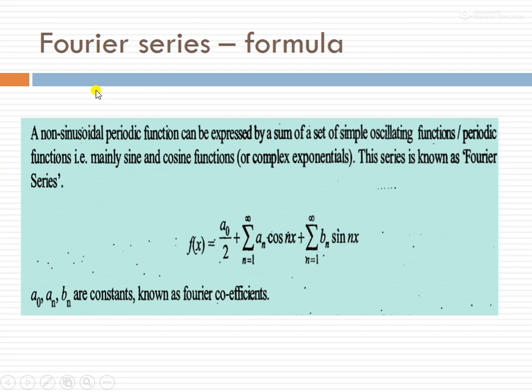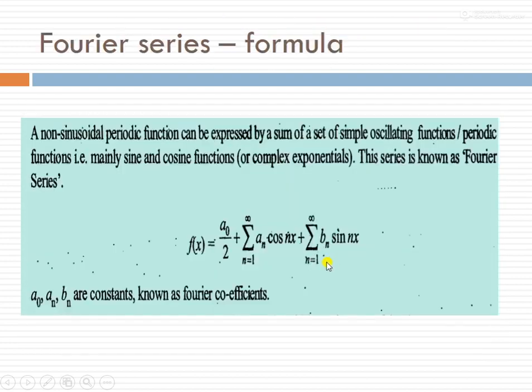Now we have to look at the basic formula of the Fourier series. A non-sinusoidal periodic function can be expressed by the sum of a set of simple oscillating or periodic functions, that is mainly the combination of sines and cosines, and this series is known as the Fourier series. That is, f of x equals a0 by 2 plus sigma n equals 1 to infinity a n cos n x plus sigma n equals 1 to infinity b n sin n x. And Fourier suggested the series based on the principle of superposition.